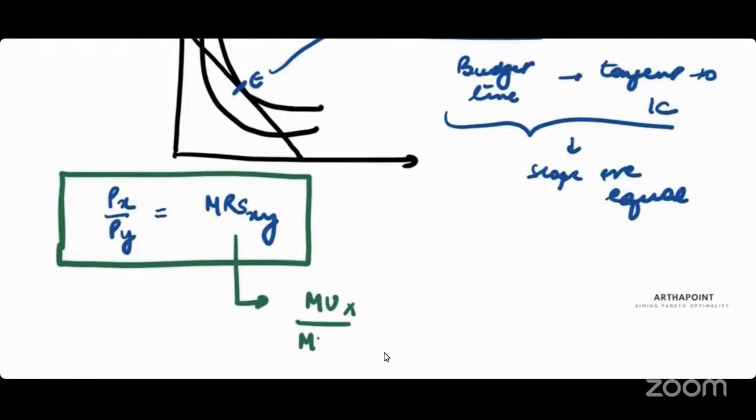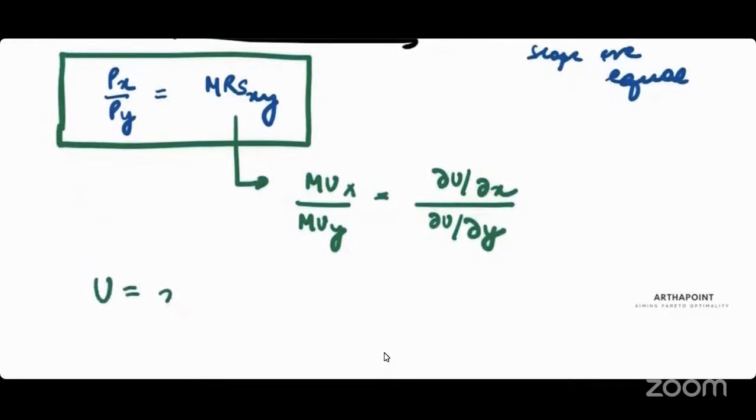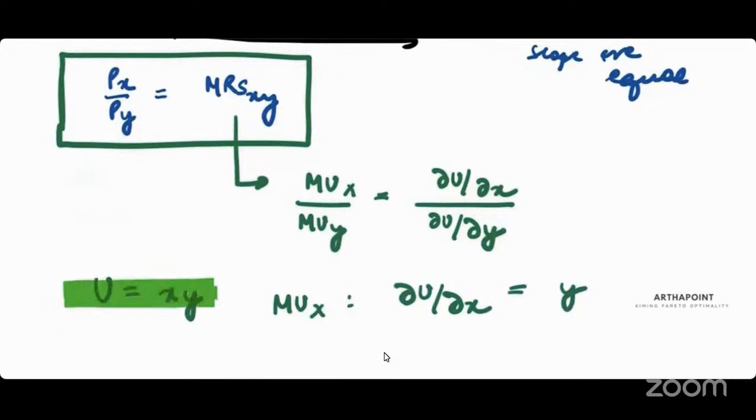So MUx by MUy. What is MUx? Differentiate the utility function with respect to x. What is MUy? Differentiate the utility function with respect to y. Let's just put it in. What is your utility function? U equals x into y. What is MUx? How utility changes when x changes, which is nothing but y, because when you differentiate this with respect to x, y is held constant. So you will only get that.